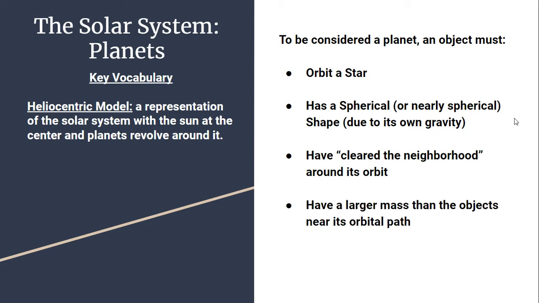And then, of course, it also has to be the largest object in its path, or really, really close to its orbital path. If there are some other objects that are really close, and for instance, their orbits might overlap at times, then you end up with two different objects that share parts of an orbit, and it may not technically have cleared its neighborhood.